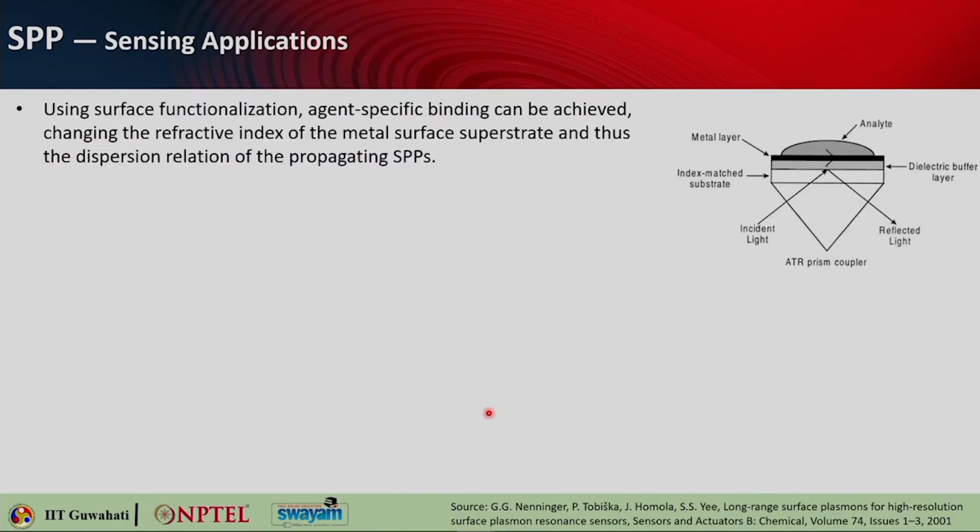Surface plasmons are also very important for sensing applications. So, this is one particular prism coupling arrangement that you have already seen before. So, using the surface functionalization, agent binding or agent specific binding can be achieved, and that will change the refractive index of the metal surface superstrate, and that actually changes the dispersion relation of the propagating surface plasmon. So, this is basically the fundamentals behind surface plasmon based sensing.